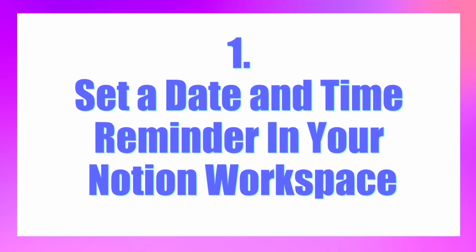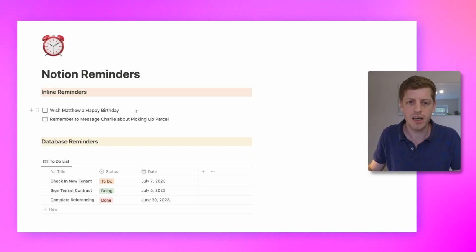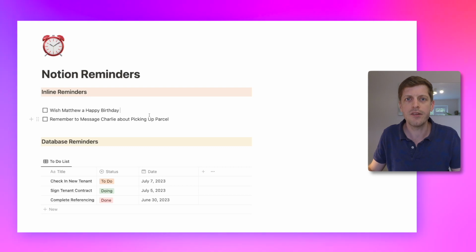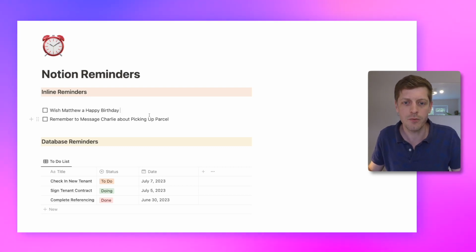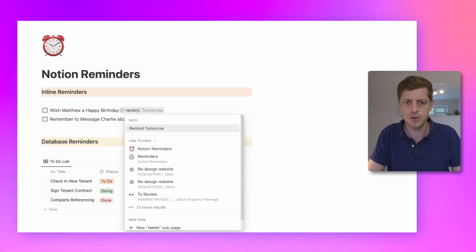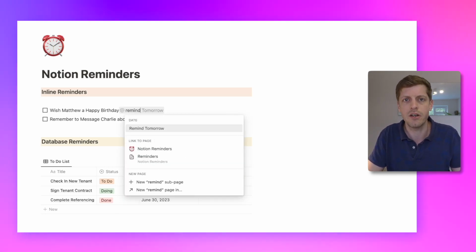First, let me show you how to set a date and time reminder in your Notion workspace. So you can see here that I've got a couple of tasks, and for the first one, wish Matthew a happy birthday. This is only date dependent, we don't need a time for this. So if I just click here and press add, we then want to type remind, and this is going to go and give us our notification.